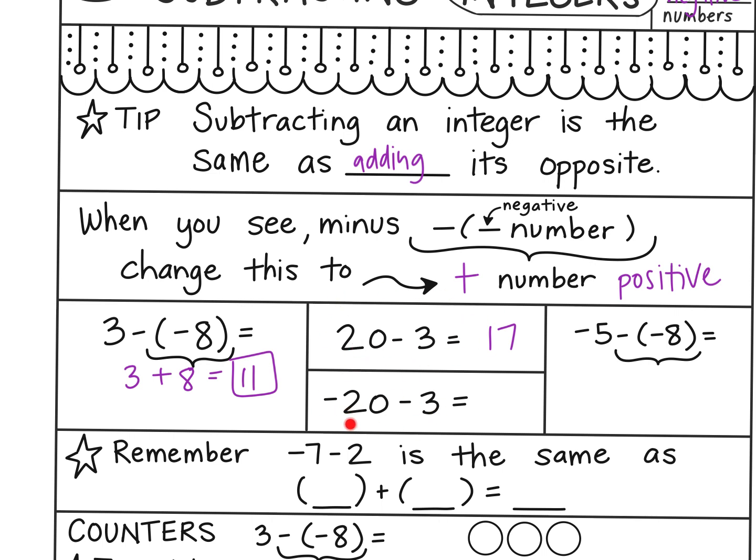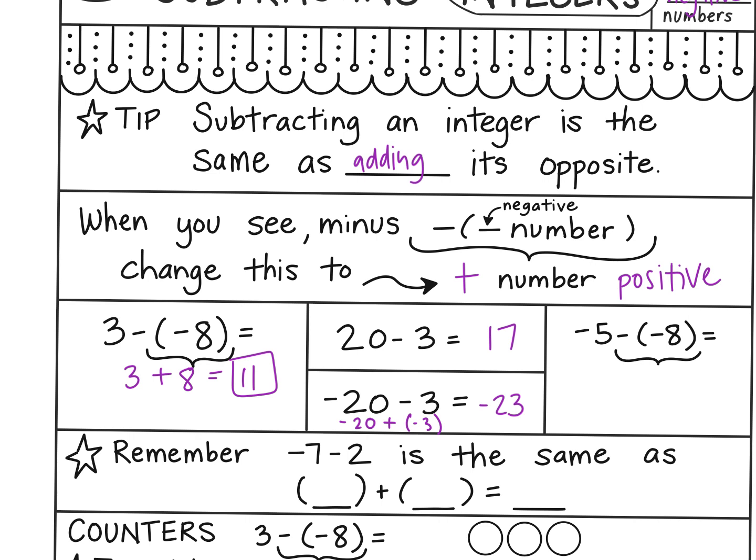But what about this? Negative 20 minus 3. I could rewrite that so that it looks like this. Negative 20 plus, what's the opposite of 3? Negative 3. And what's our rule whenever I have two negative numbers that I'm adding together? I just add them like normal. So 20 plus 3 is 23, but because they're both negative, it stays negative 23.